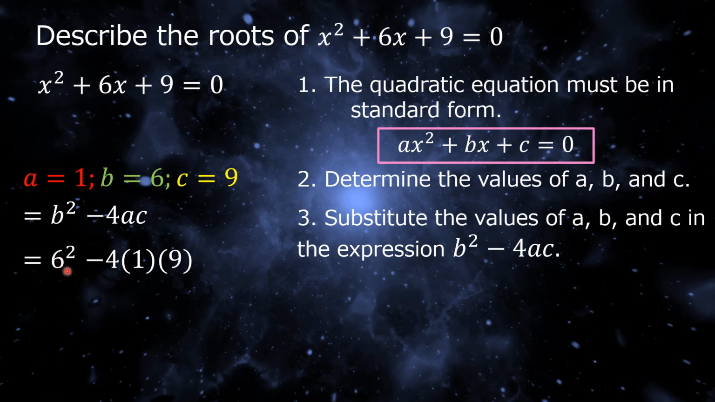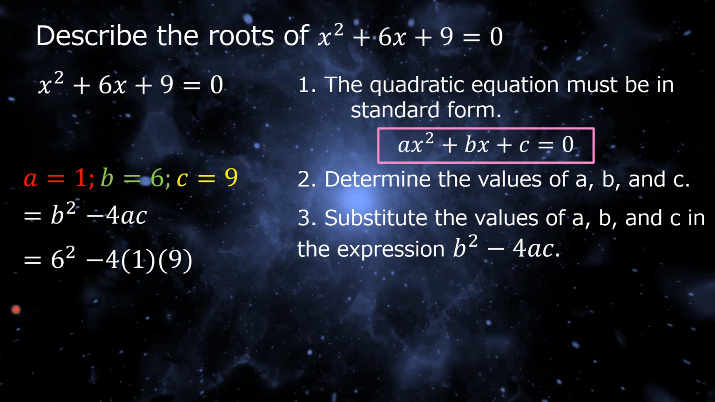Yung 6 ay value ng b. Yung negative 4 ay fixed, na kung saan iyon yung laging nasa formula. And then yung a ay naging 1. And then yung c ay naging positive 9. Maglalagay tayo ng open and close parentheses para hindi maging 419 ang ating solution.